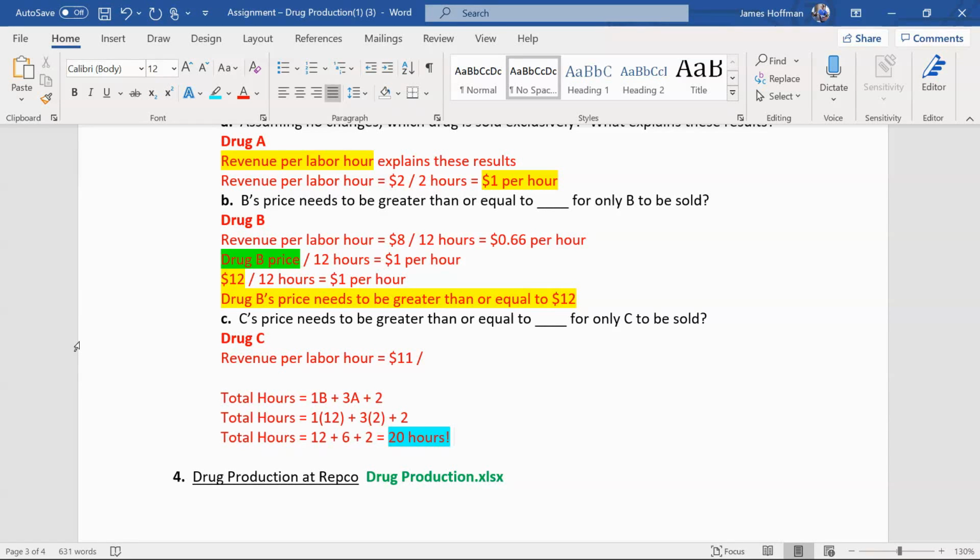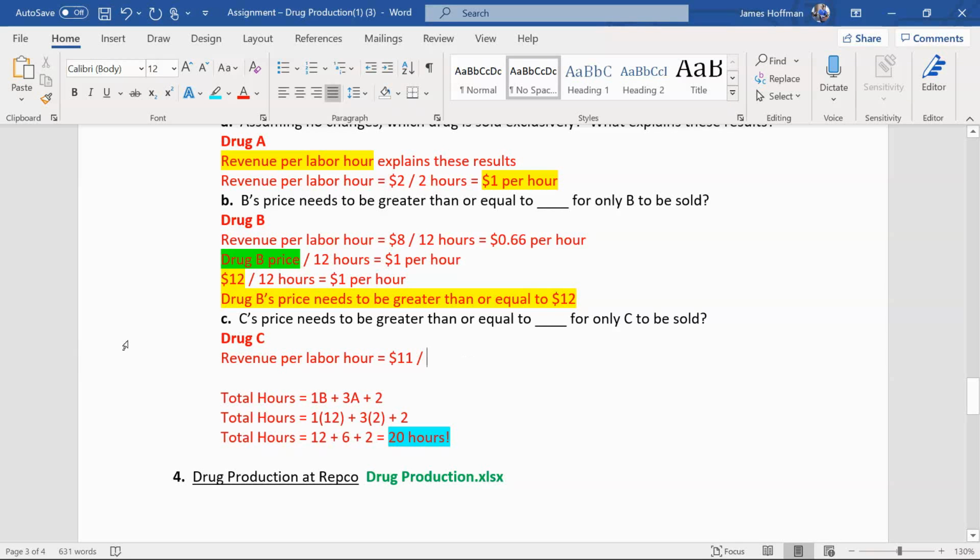I know the next couple of ones have more hours, so you have to make sure you account for them. Figure out how much you need of each, and then multiply it by the hours it takes to make one of those. So it's not always just adding up, it's 1 times 12 plus 3 times 2 plus 2.